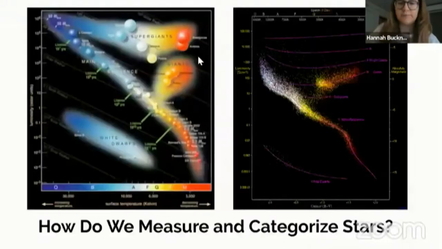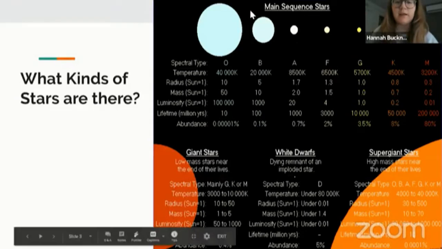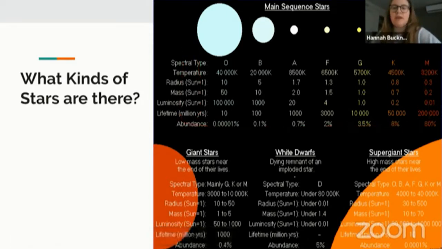Oh shoot, sorry. I was hoping, here we go. So these are called main sequence stars right here.